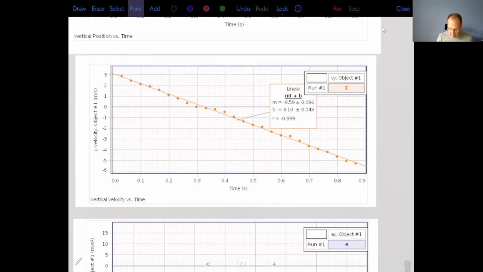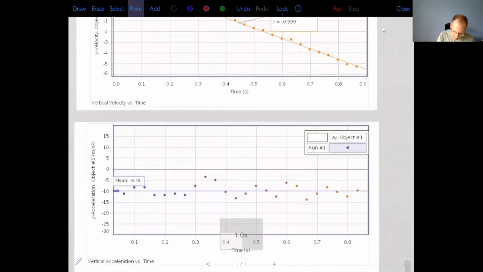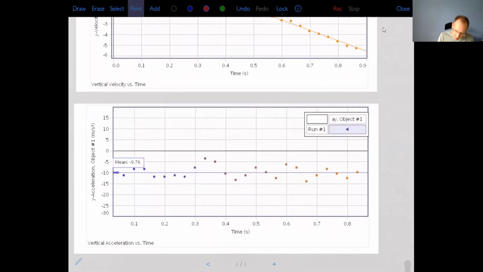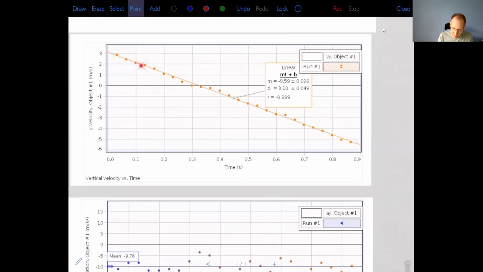So let's look at our acceleration versus time graph. And we see that, again, even though there's some noise here, we could smooth that out a little bit. Pretty much, it's at a constant value of around negative 9.76. So that acceleration is pretty much a constant negative value. And again, that should match up with the slope of our velocity versus time graph. In fact, we can read off the slope here. It's around negative 9.6, right? So that's pretty close.